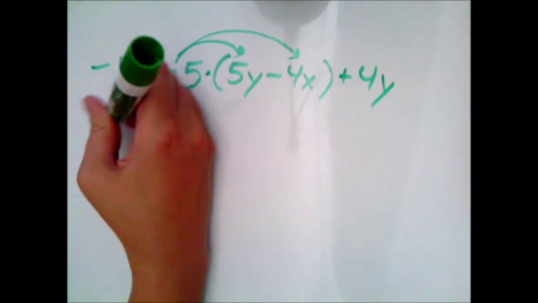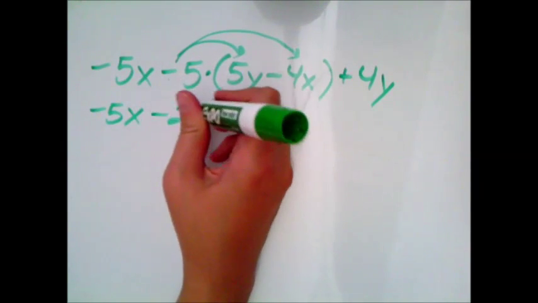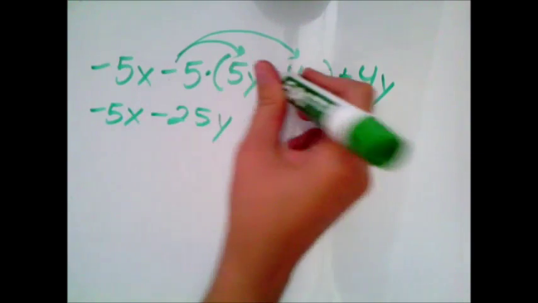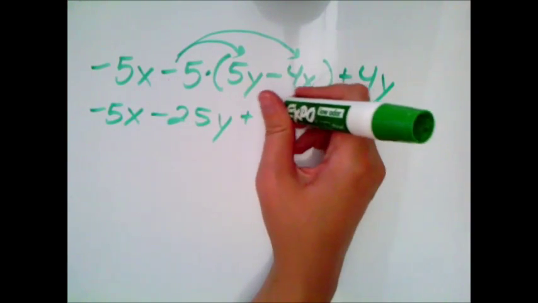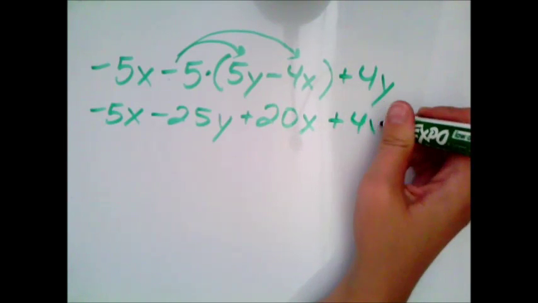So -5x, we're leaving alone. -5 times 5y is -25y. And -5 times -4 is +20x. And then the plus 4y at the end.